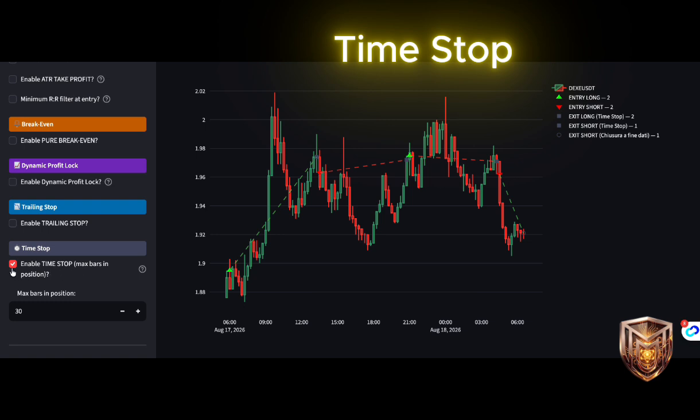The time stop is the only exit that looks at time, not price. If the trade stays open too long without anything else firing, it closes anyway, at market. The other exits ask, has price done enough? Time stop just asks, has enough time gone by?